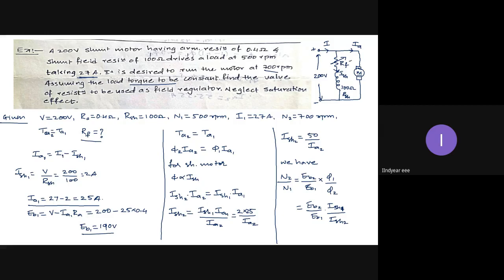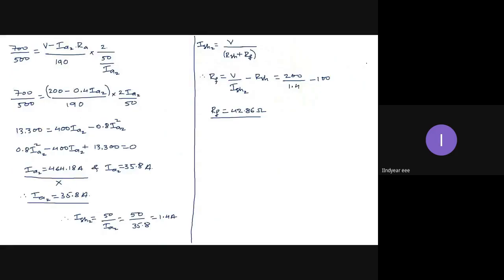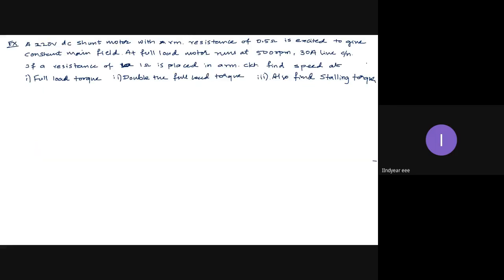So this is the additional resistance to be inserted in the field circuit so that my speed increases from 500 RPM to 700 RPM. Is it clear? Any doubts? If not, we'll move to next example.